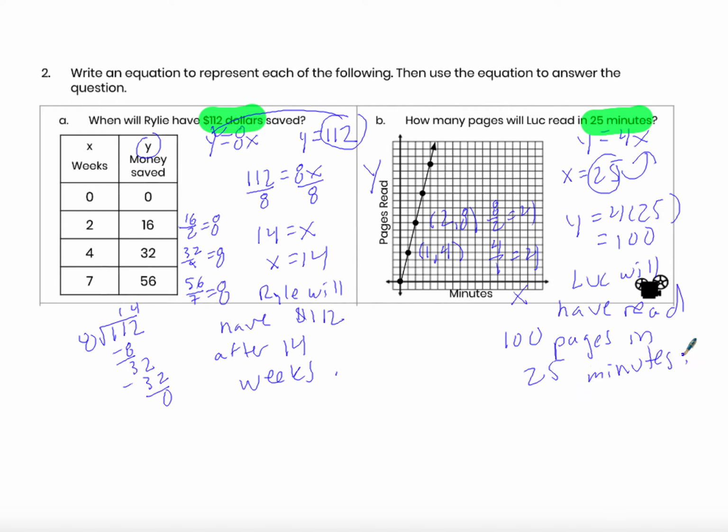So on this worksheet, you're first writing an equation from the situation, table, or the graph. Then you're going to look at the question, see if you're given x or y, and then you will find the other variable. If you're given x, you'll find y. If you're given y, you will solve for x.